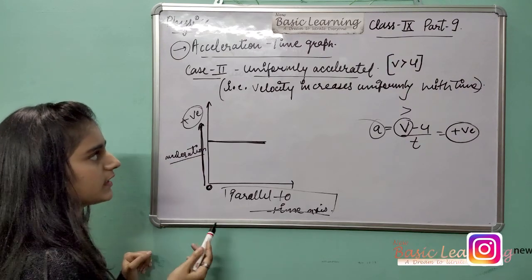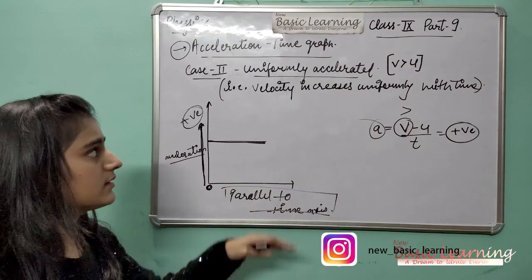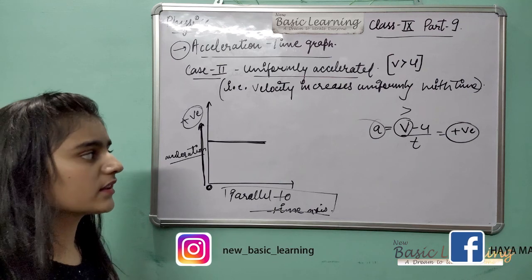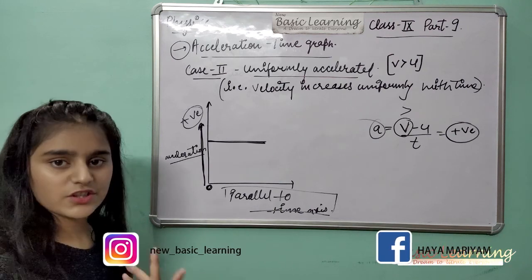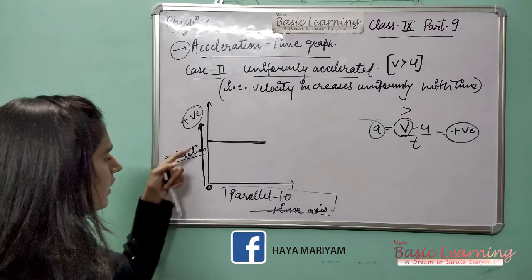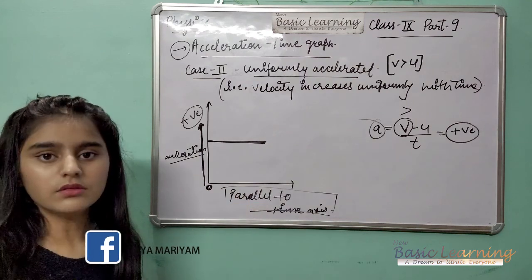So this shows that the velocity increases uniformly with time, that means uniformly accelerated. Here the final velocity is greater than the initial velocity, so acceleration will be positive only. So where do we get positive acceleration? Above the origin, and we can draw a line over here which is parallel to the time axis.